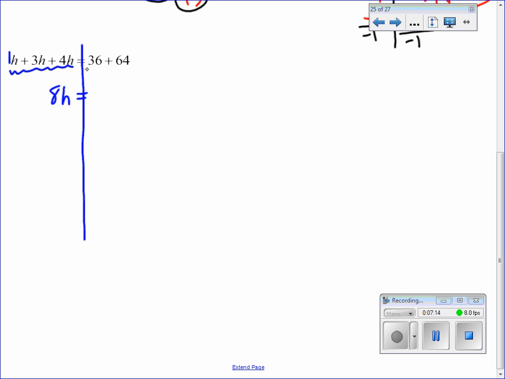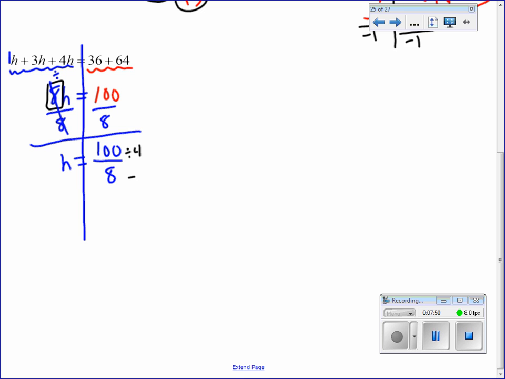We can also combine on this side. You can see 36 and 64 are both constants. They don't have variables. So you can add those up, and 36 plus 64 gives us 100. And now we have a one-step equation. Remember, the whole goal is to get the variable by itself, so we need to get rid of this 8. Because it's currently multiplication, we're going to divide. We're left with h equals 100 over 8. We can simplify that by pulling out a 4. Then 100 divided by 4 is 25, and 8 divided by 4 is 2.